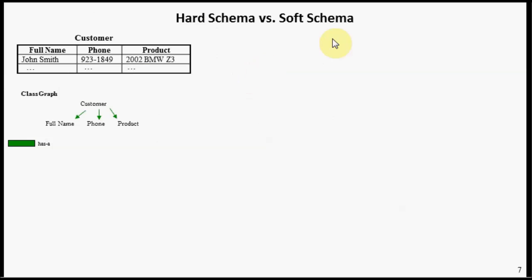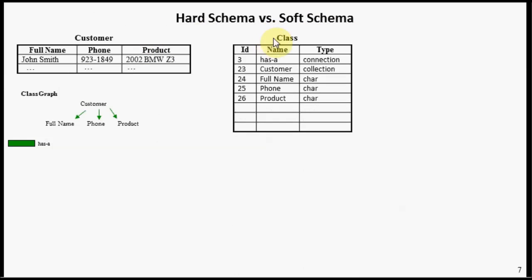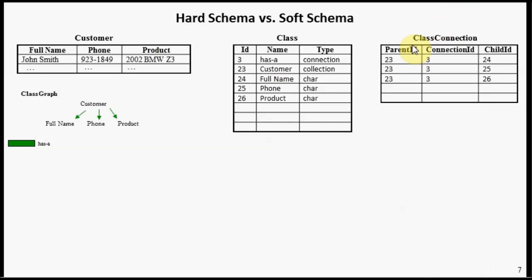Relational tables associated with a soft schema equivalent look like the following here. So we have a class table here. Notice this first record here is has-a of type connection. So even the connection type here is shown as a row in the class table. Now we have the name of the table here, customer, and the 3 column names here, which show up as records as well. We also have the class connection table.